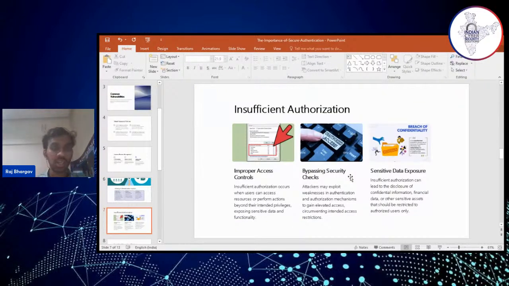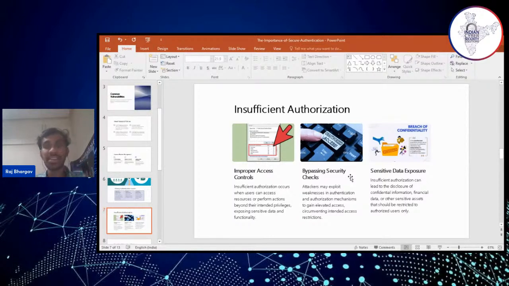Next, insufficient authorization. Improper access controls mean one can access things without proper permissions. Suppose I am a normal user and I am able to access the admin user; that comes under improper access control. Also, bypassing security checks, like 2FA or OTP bypassing, comes under bypassing security checks.